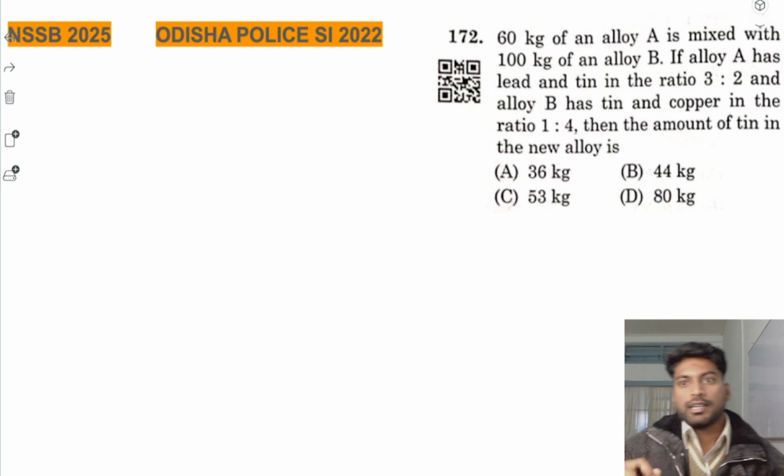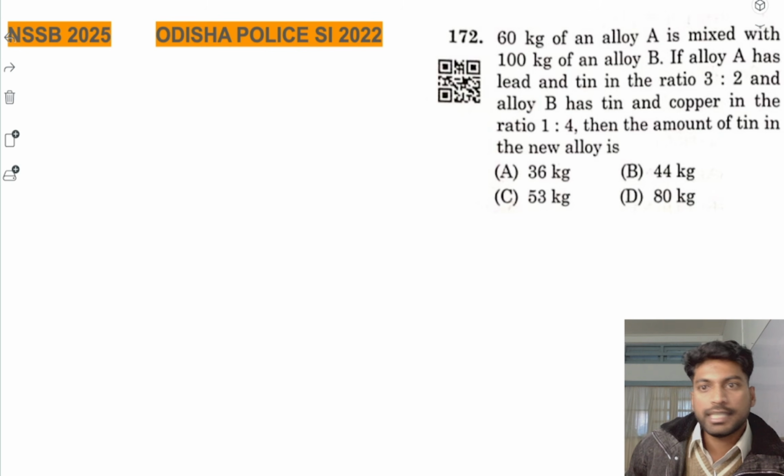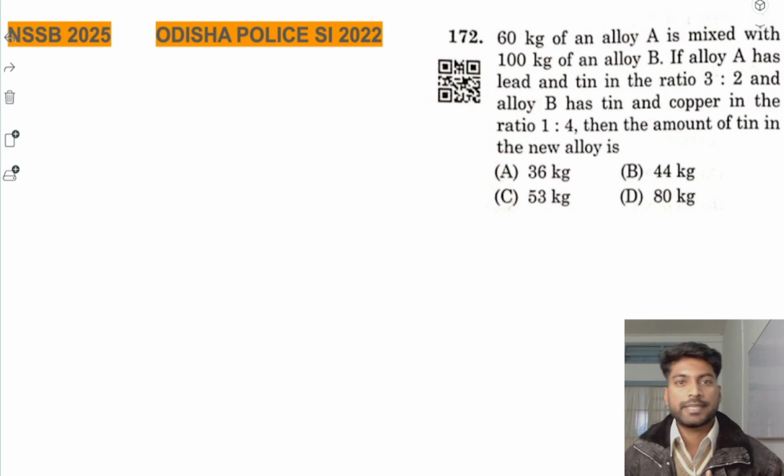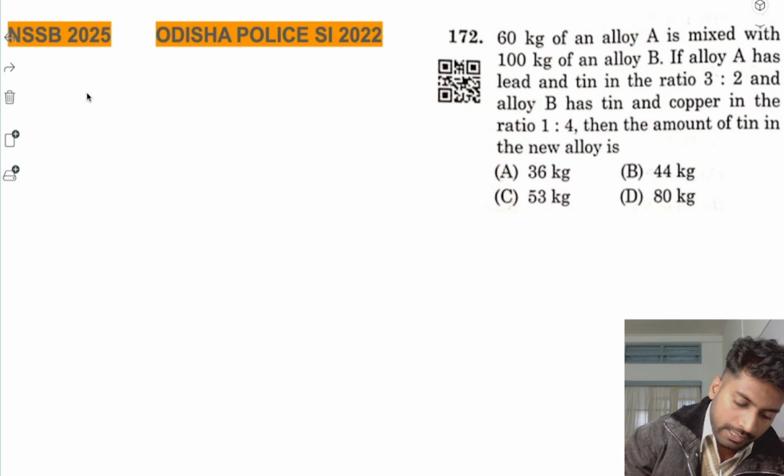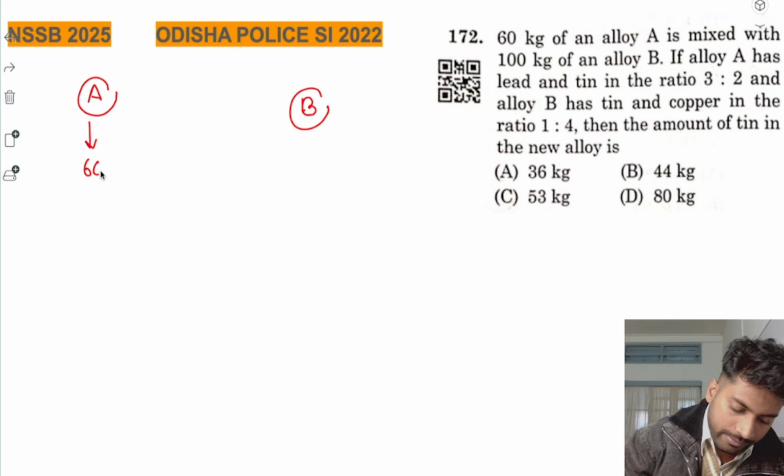This question came in NSSB 2025 as well as Odisha Police Sub Inspector 2022. It means it's just copied from another state exam. The question is: 60 kg of an alloy A is mixed with 100 kg of an alloy B. There is an alloy A of 60 kg and another alloy B of 100 kg.